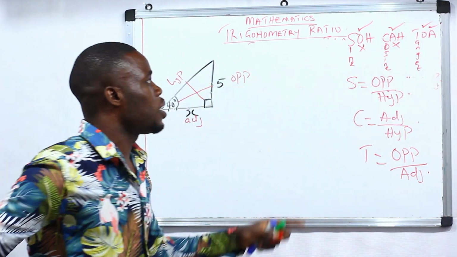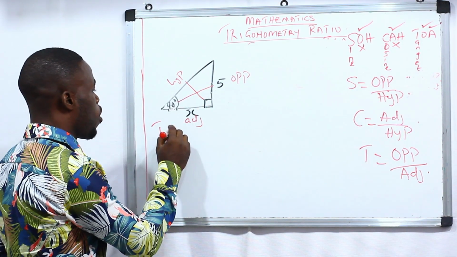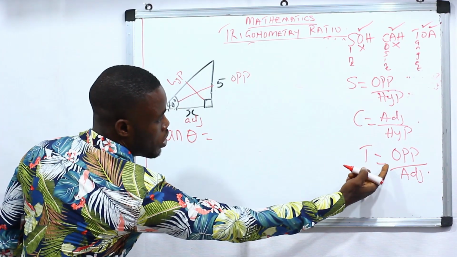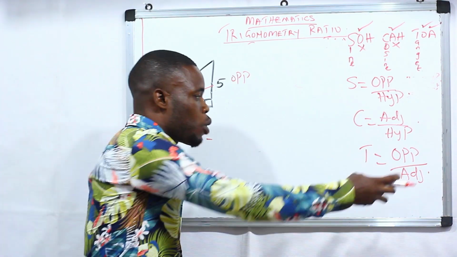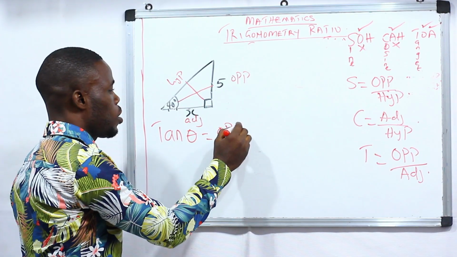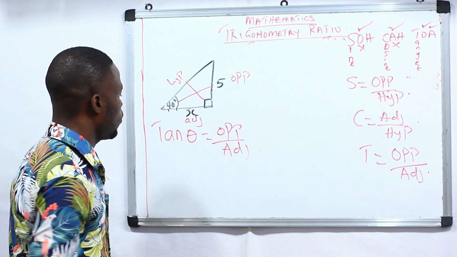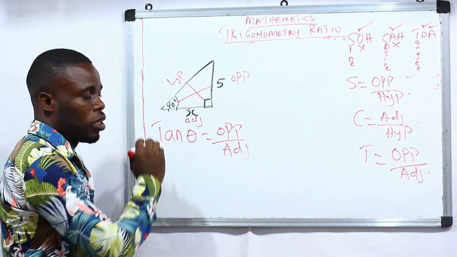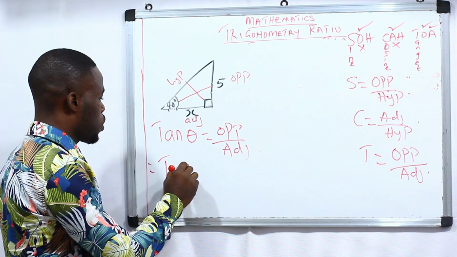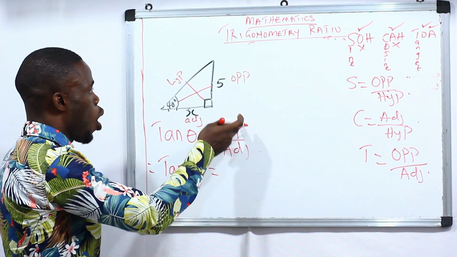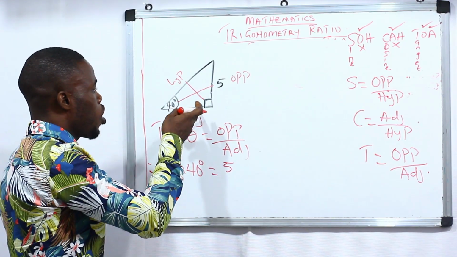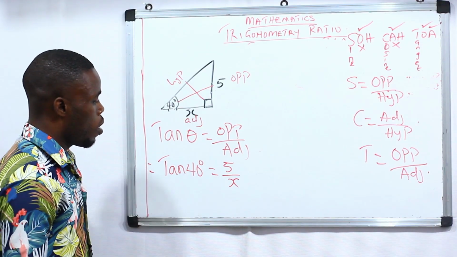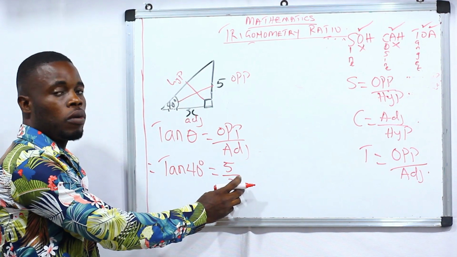So the formula for this is Toa, which we are going to be using. It says that tan theta is equal to, don't forget, opposite over adjacent. So I'm going to bring this here, opposite over adjacent. So therefore, our tan theta, what is our theta? It is 40 degrees. So tan 40 degrees equals, what is our opposite? 5. And what is our adjacent? It is x, unknown. So therefore, remember we want to make x the subject of the formula.